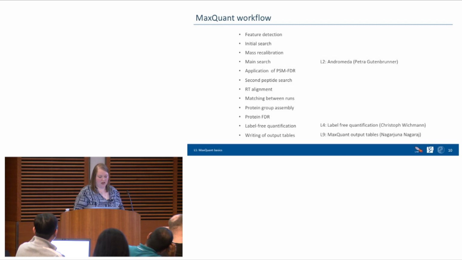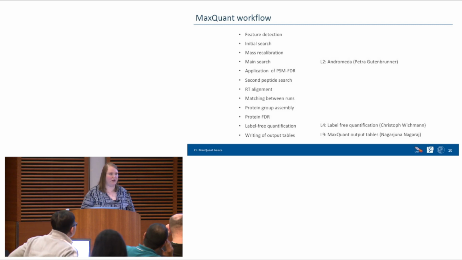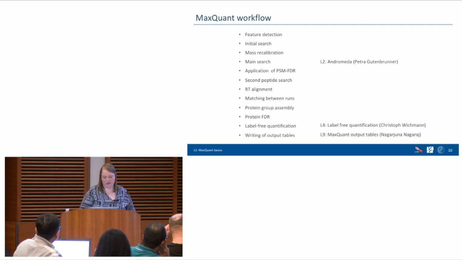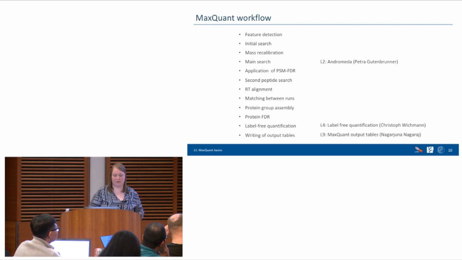Output tables, again, there are many different ones, and we will have a separate lecture on that, lecture 9 specifically for the output tables, where you hear where to find which information. And then for the label-free quantification, we also have a separate talk, and after this lecture, we will hear more about the Andromeda database search.